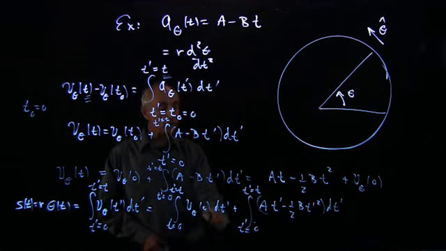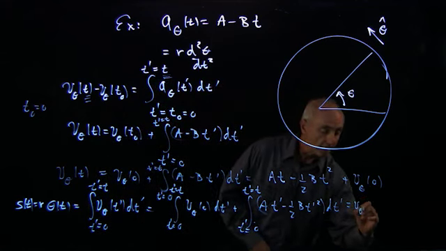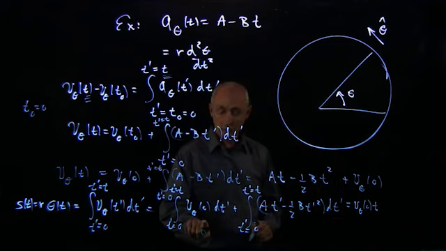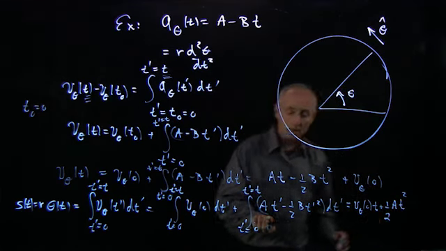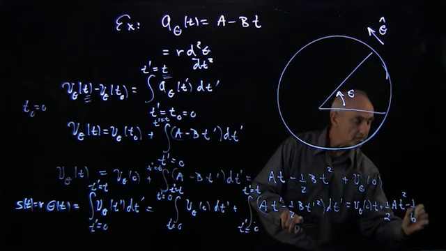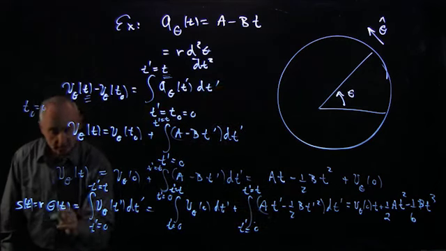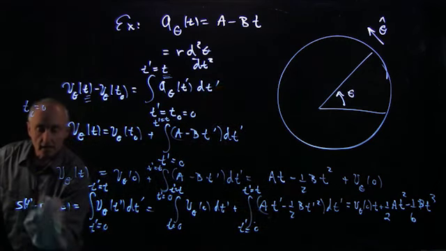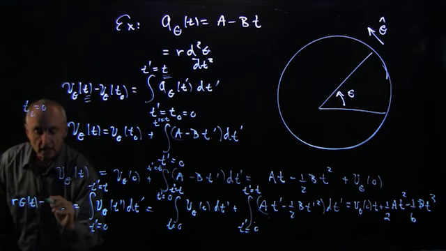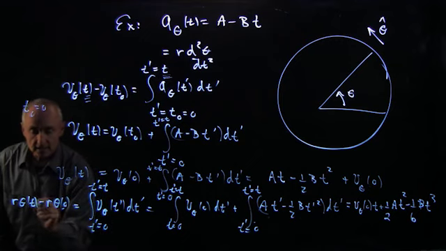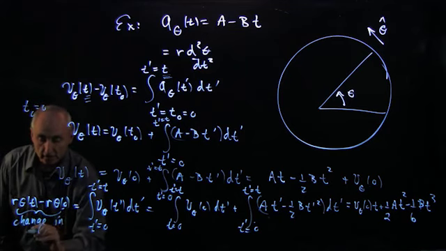And I have really 1, 2, 3 integrals to do. And what I get is v theta naught t, the result of the first integral. The result of the second integral is 1/2 a t squared. And the result of the third integral is minus 1/6 b t cubed. And that gives me this. I have to be a little careful on this side. It's how much the arc length has changed as we go from time 0 to time t. So that's the change in arc length.